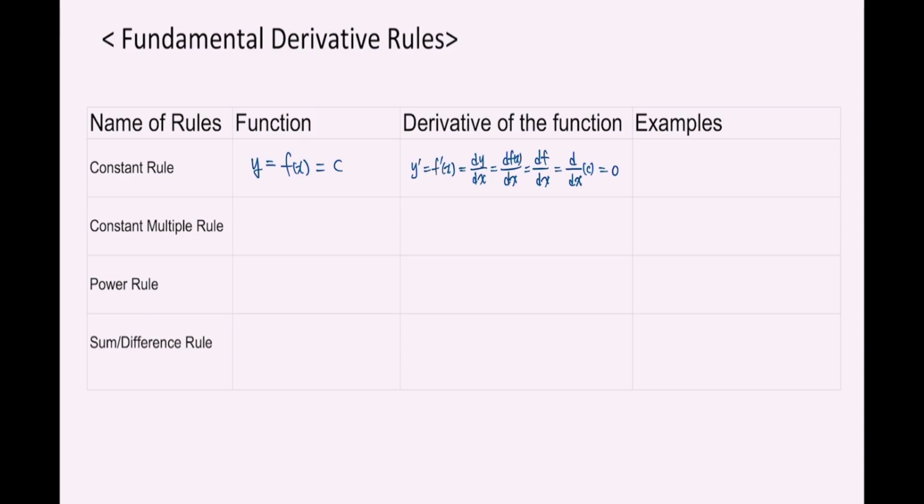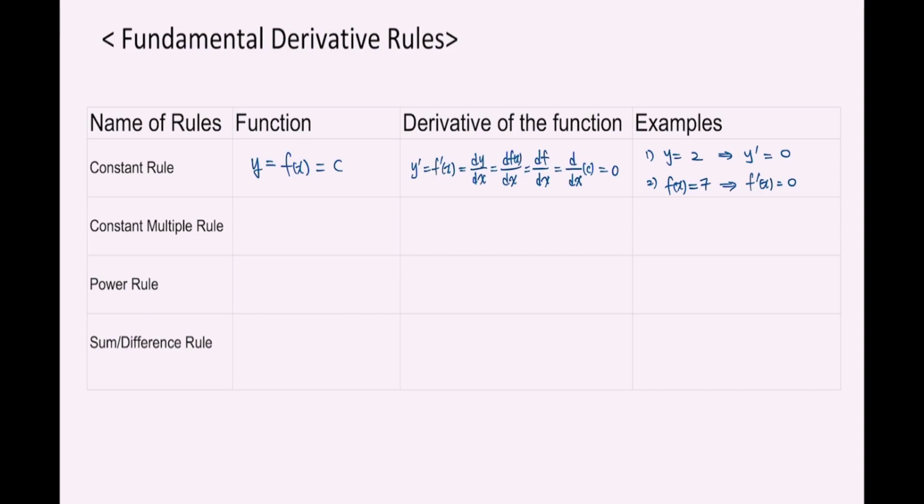Examples of the function where you can apply constant rule are first y equals 2, then the derivative of y is 0. Also, when the function f(x) is given to you as any constant number, let's say 7, then f prime of x is again 0.